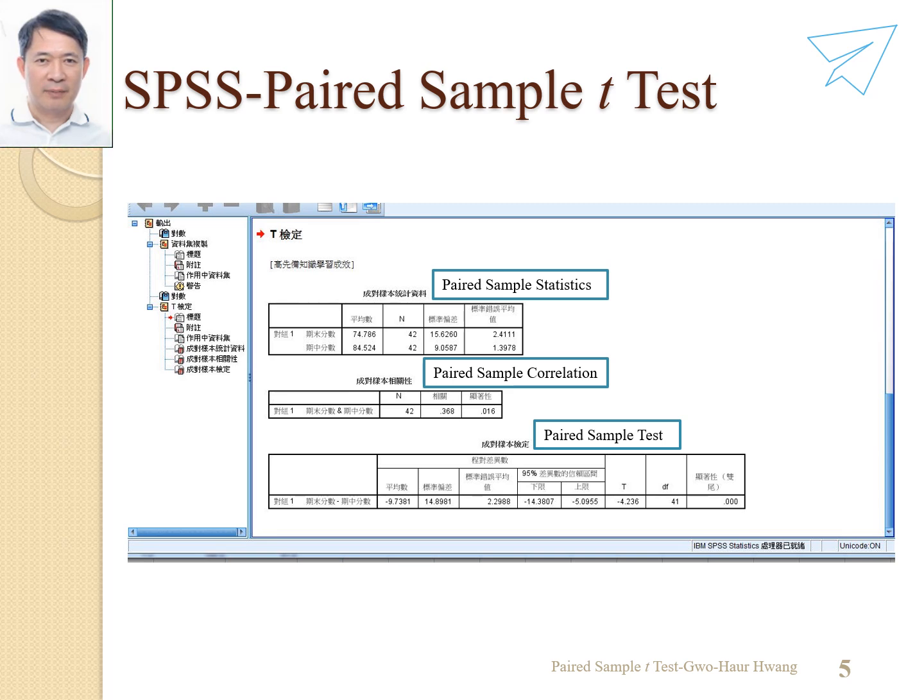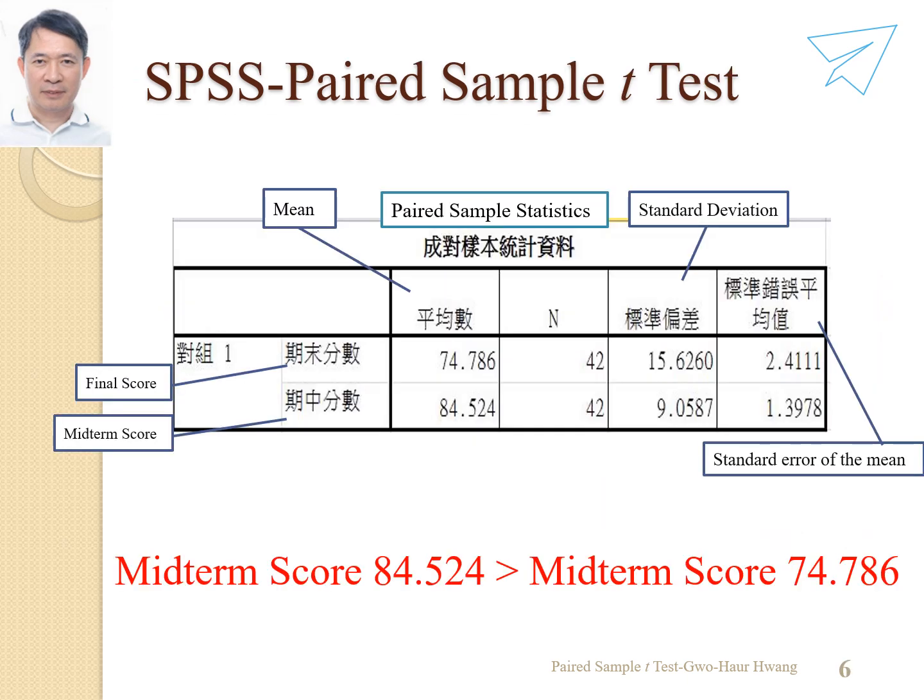Now, to determine whether there is a statistical significance between midterm and final scores, we look at the significance value in the bottom right corner, which is 0.000, indicating extremely high significance. The t-value associated with this comparison is 4.236. Its absolute value is much greater than 1.96. So we can summarize the findings.